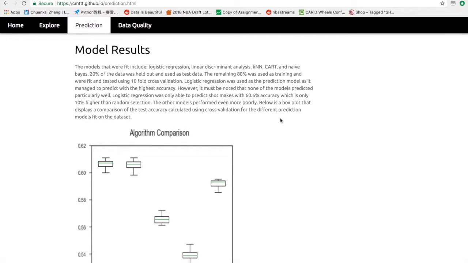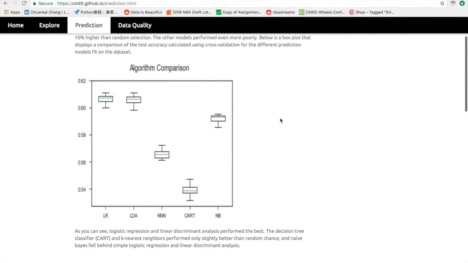In total, we ran 5 models using these 6 features to try and create a model that predicts shot make. These 5 models include logistic regression, linear discriminant analysis, k-nearest neighbors, CART and naive Bayes. We held out 20% of the data as test data. The rest of the data was used as training data and tested using tenfold cross-validation.